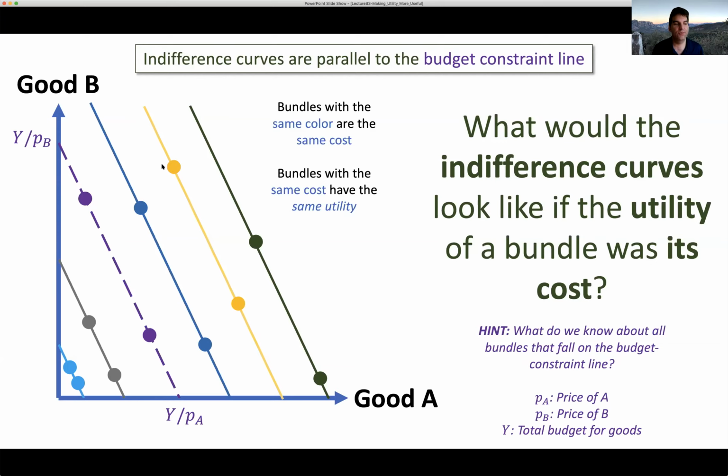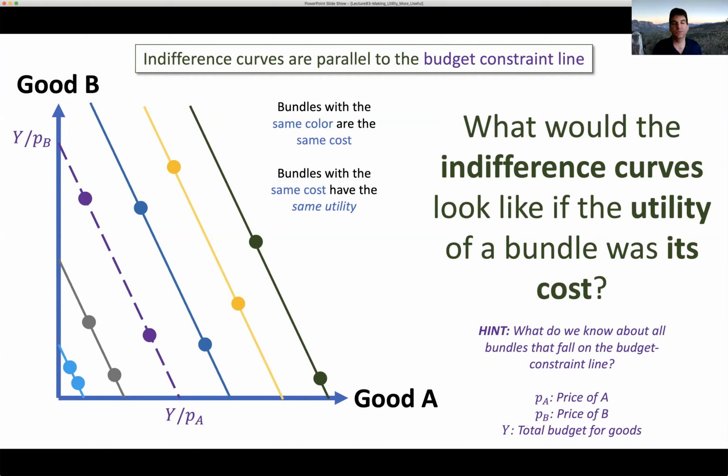And so we will be indifferent whether we have this mixture of good A and B or this mixture of good A and B, because both of those mixtures cost the same. Now, this mixture up here costs more, and so we like this mixture better, but this mixture down here costs the same as this mixture up here. So these two we get the same joy from, and so they're on the same indifference curve. So this is what the indifference curves look like when our utility is purely related to the cost or the price of a bundle. Are there questions about that, or does that make sense before we get into more advanced curves?